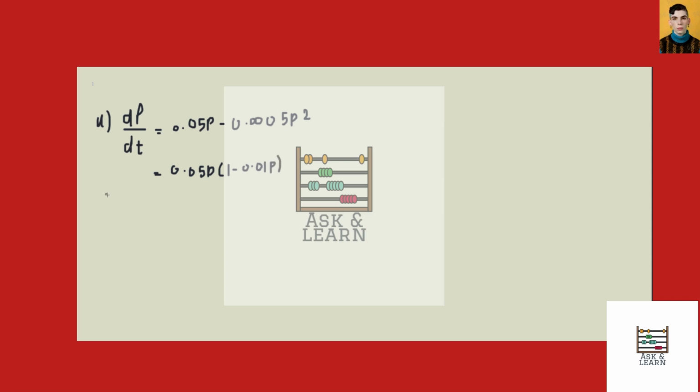We get dP/dt, which is equal to 0.05p times (1 minus p over 100). And we get k to be equal to 0.05, and M is equal to 100.